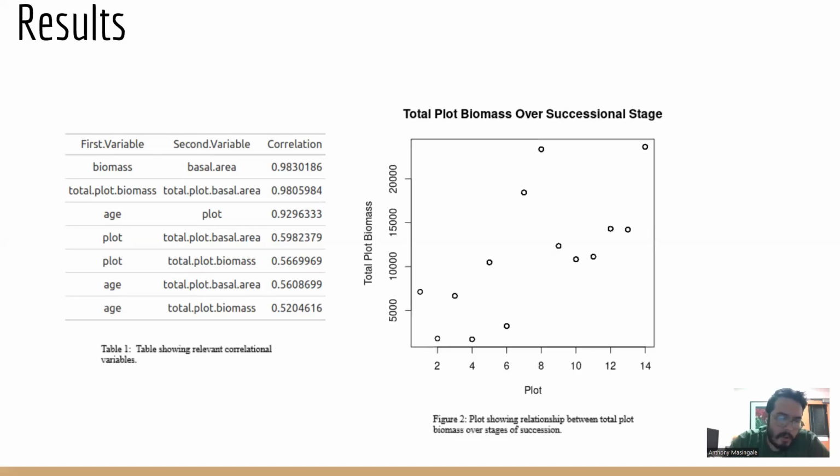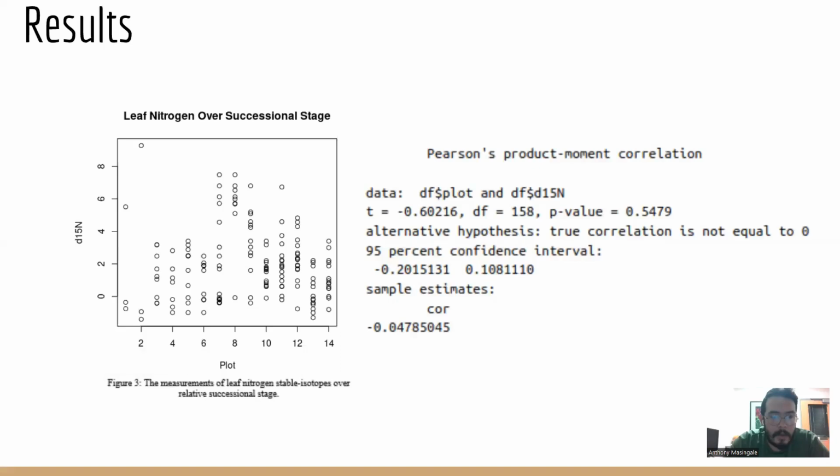The testing for total plot biomass across plot found a statistically weak positive correlation, shown here in Figure 2. The testing for leaf nitrogen stable isotope measurements across plot was found to not have any statistically significant relationship, shown here in Figure 3. Additionally, however, there were other statistically significant correlations to either plot or age. However, this was for total plot basal area and average individual tree basal area.